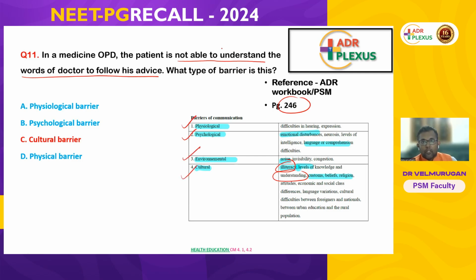Here there is no mention of any emotions, so psychological will not come. There is no mention of any impairment or handicap, so physical will not come. And for physiological, there is no mention of any difficulty in hearing or anything. So the easiest answer is cultural.